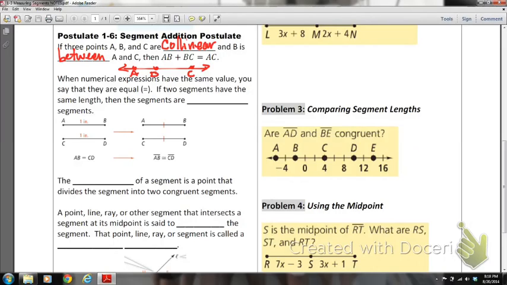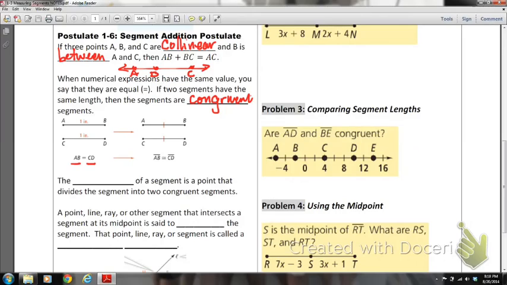When numerical expressions have the same value, you say that they're equal. But if you're talking about segments, 2 segments that have the same length, then you say that they are congruent. So there's a difference between saying that 2 things are equal and 2 things are congruent. If 2 things are equal, like the length of AB and the length of segment CD, look at the example in the picture above it, the length of segment AB is 1 inch, the length of segment CD is 1 inch. You're talking about values, numeric values, measurements that you can say are equal.